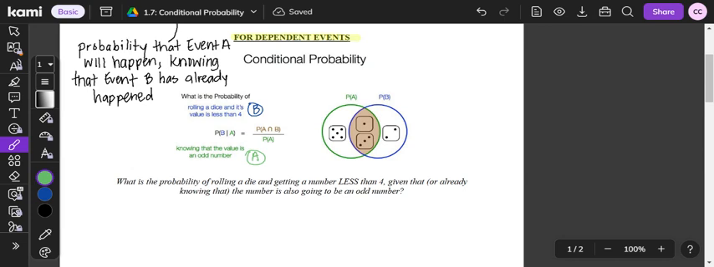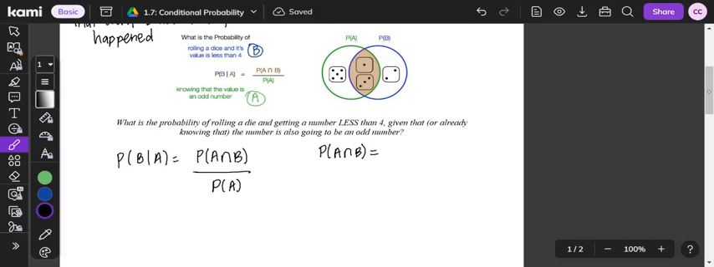I need to figure out the likelihood that I roll a dice and get a number less than 4, knowing already that it's going to be an odd number. The formula is given right here: the probability of event B given event A is equal to the probability of A and B divided by the probability of just A. So I need to figure out what these two individual pieces are. Once I know those two things, I can plug them into my formula and I can be done.